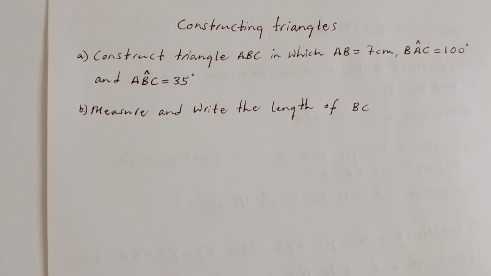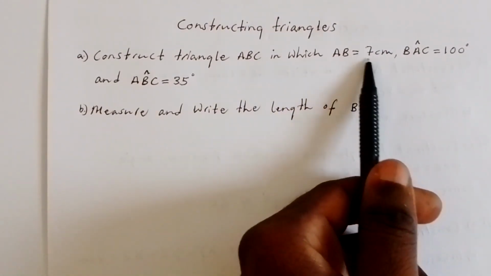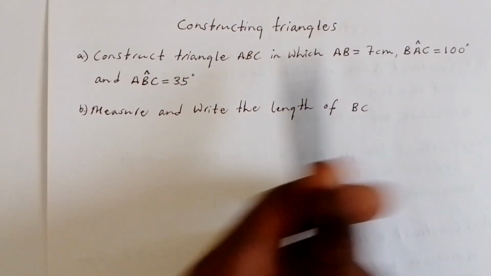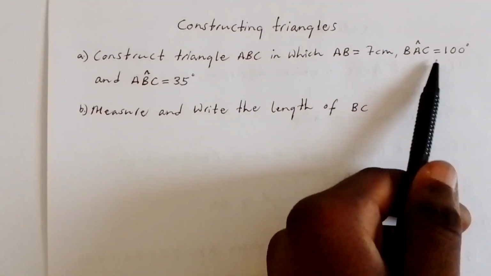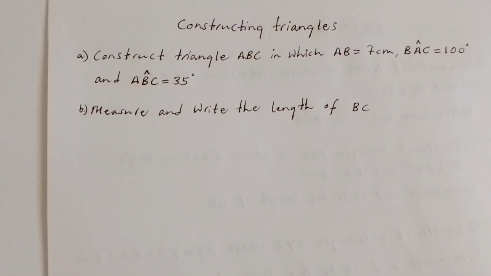So you can see this is a situation where you're given only one side and the rest are angles. There's only one side, AB 7 centimeters, then the rest are angles. So we have BAC 100 degrees, ABC 35 degrees. If you face such a situation in an exam, how can you answer it? Very simple.